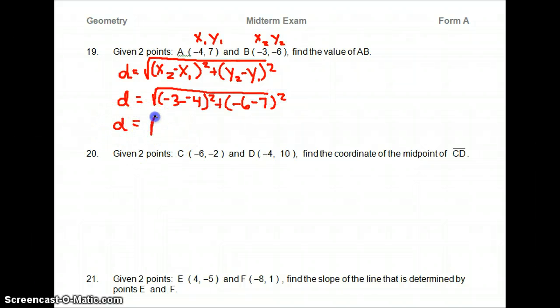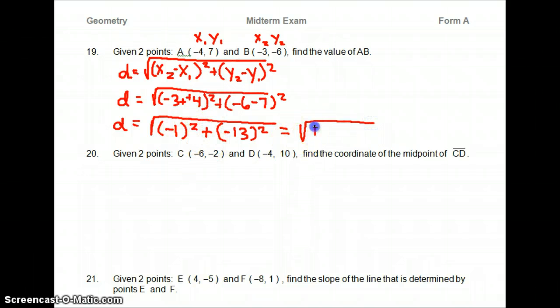Continue to simplify, keep our square root sign till the end. Negative 3 minus negative 4 is negative 3 plus 4, which is negative 1 squared. Keep the parentheses until you square it. Negative 6 minus 7 is negative 13 squared. And that will equal the square root. Negative 1 squared is 1. Plus negative 13 squared is 169. So this is the square root of 170. And square root that to the nearest tenth if we ask you for that. Or that is the correct answer there as well.